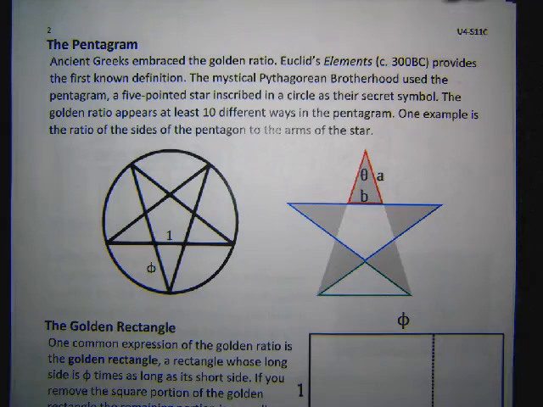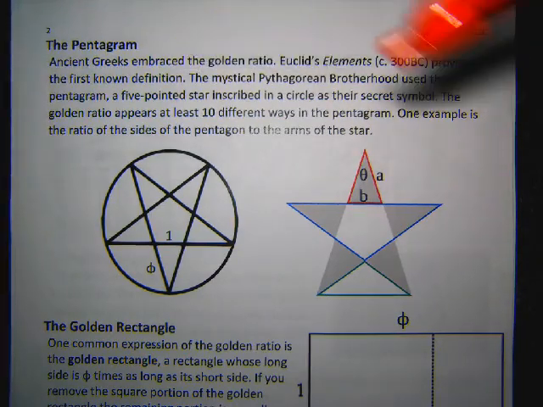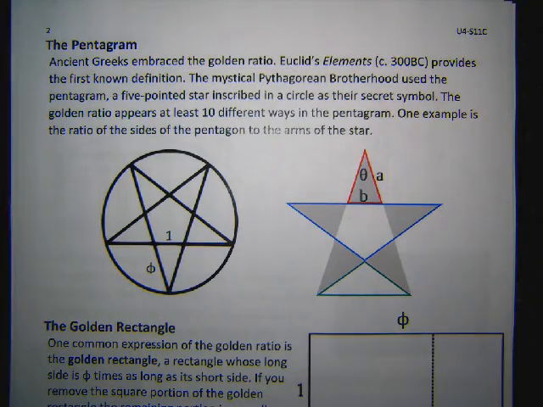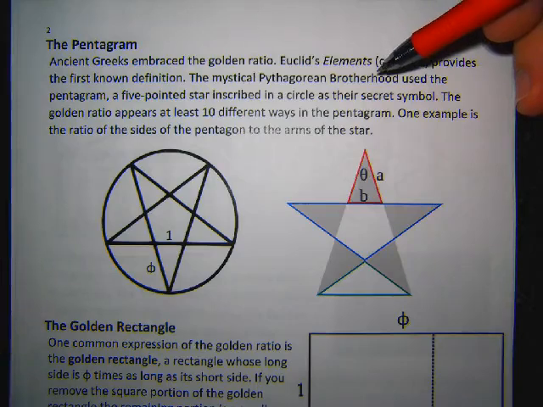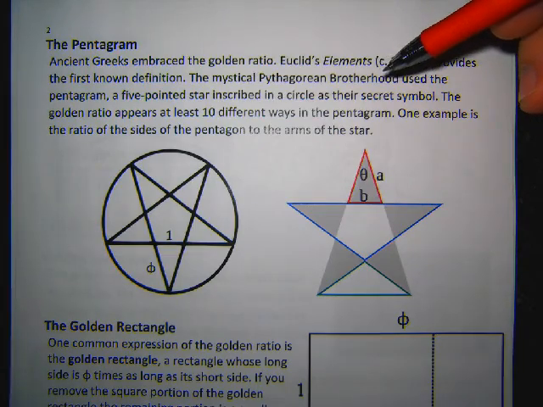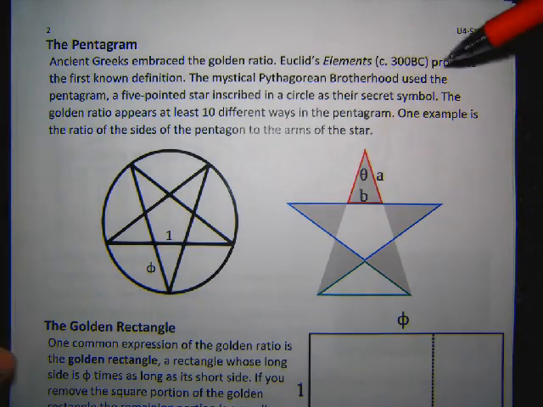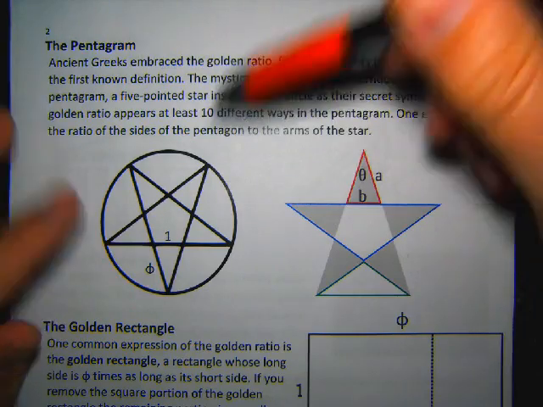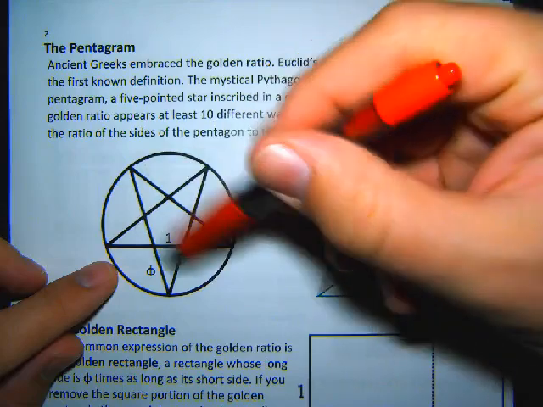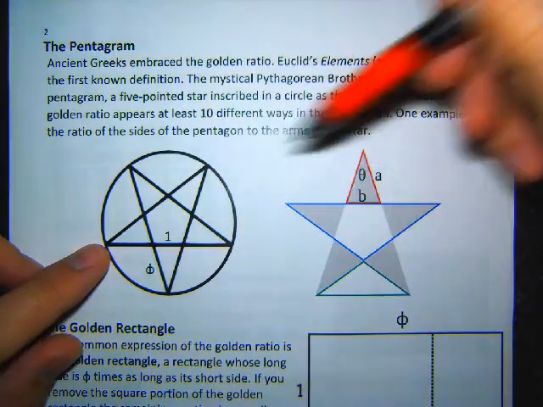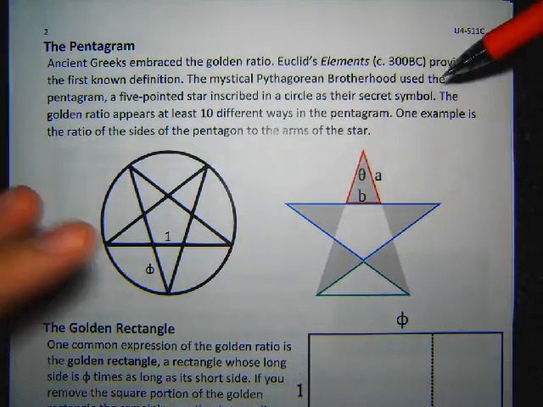So he actually provided the first known definition of the golden ratio. The first written definition we found came from Euclid. The mystical Pythagorean brotherhood, so remember Pythagoras, the guy with the a squared plus b squared equals c squared formula, a very famous mathematician. We mentioned him when we talked about math and music. They actually used a symbol called a pentagram, which is a star inscribed in a circle. So draw a 5-point star so each point is on the circle. And that was the secret symbol of their brotherhood.